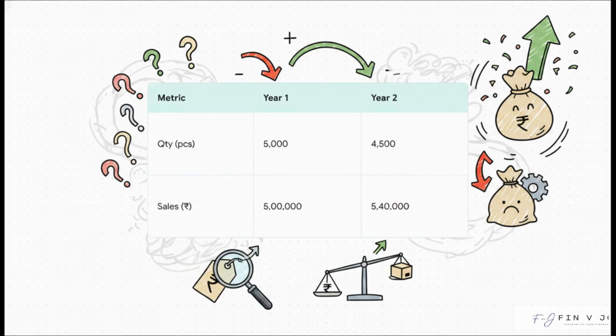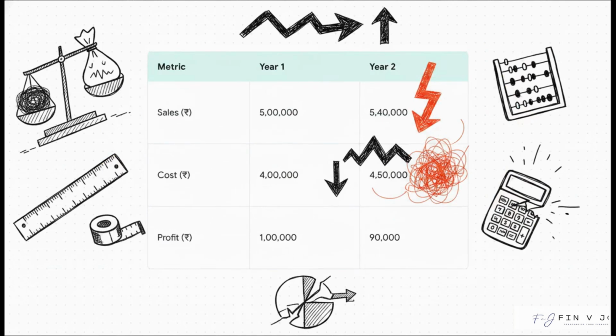But look closely at the physical quantity. In year 1, they produced and sold 5,000 pieces. In year 2, they only sold 4,500 pieces. Their actual production and sales volume dropped by 10%. That financial growth you're celebrating is a complete illusion created by changing prices. The really crucial takeaway here is that money can absolutely lie to you if you don't understand its dimension.